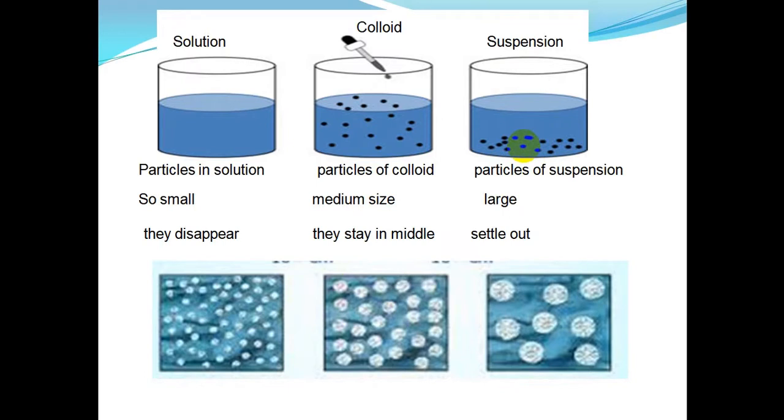Okay, so again, grade 6, how many types of mixtures do we have? Three. Solutions: particles are very, very small and they disappear. In colloid, particles are medium size and they stay in the middle. And in suspension, particles are very large so they settle out, or they go down to the bottom.